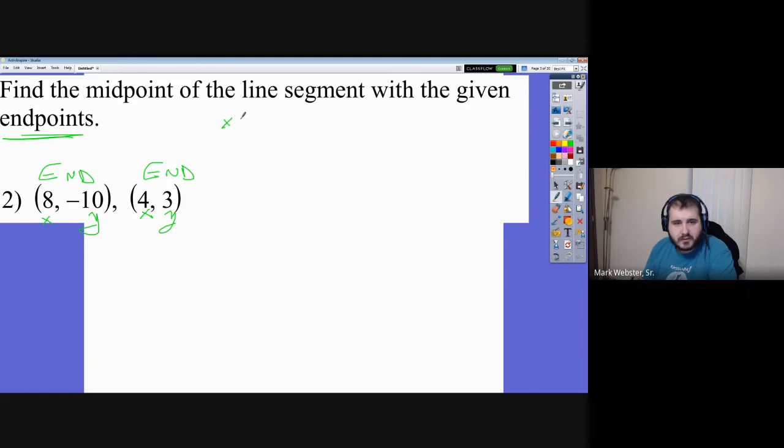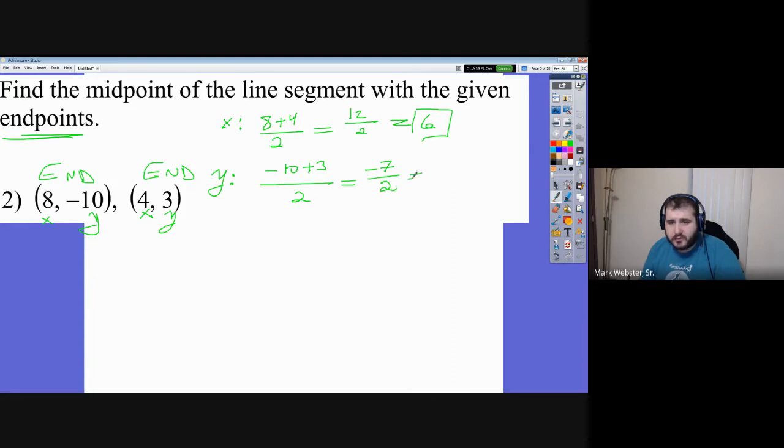So for the x, we're going to do 8 plus 4 all over 2. 8 plus 4 is 12. Divided by 2 is 6. So the x value here is 6, and then we're going to do the same thing with the y value. We're going to do negative 10 plus 3 divided by 2. Negative 10 plus 3 is negative 7.